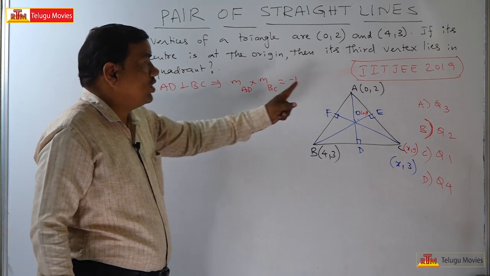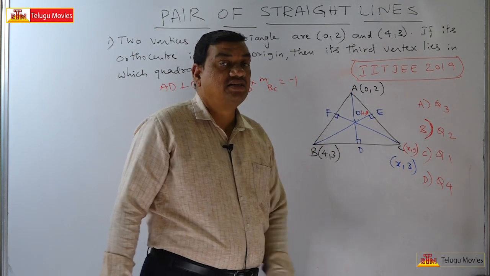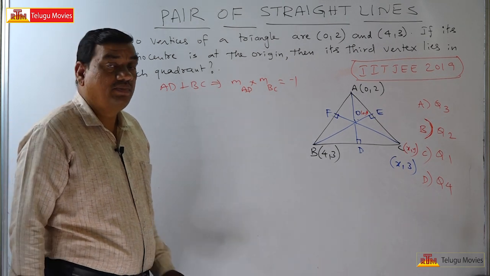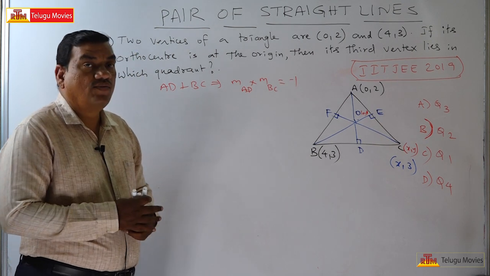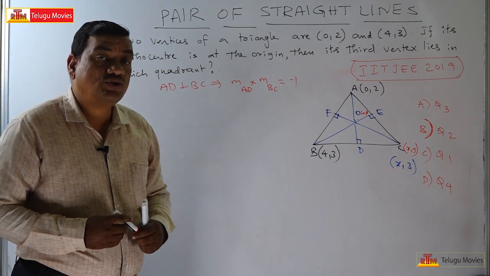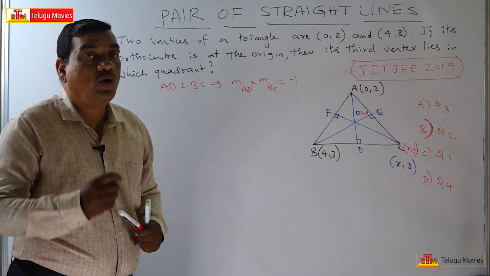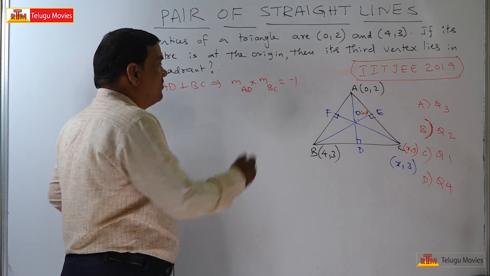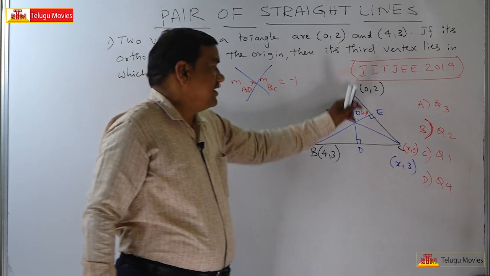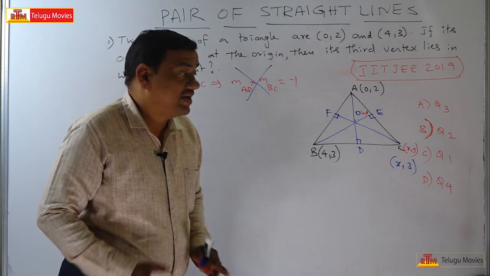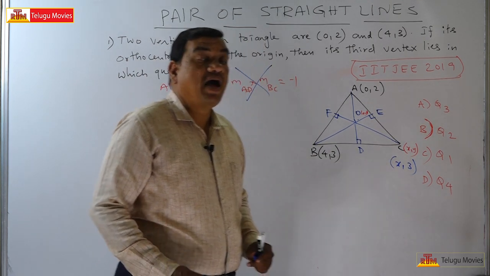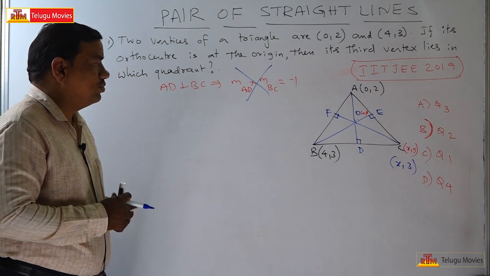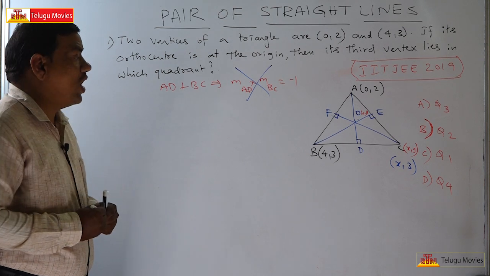But here the product of the slopes of AD and BC is not equal to -1. That concept you should not use here, because it is valid only when neither line is parallel to a coordinate axis. That's why the condition is not valid here. AD is simply the y-axis, and BC is a line parallel to the x-axis.